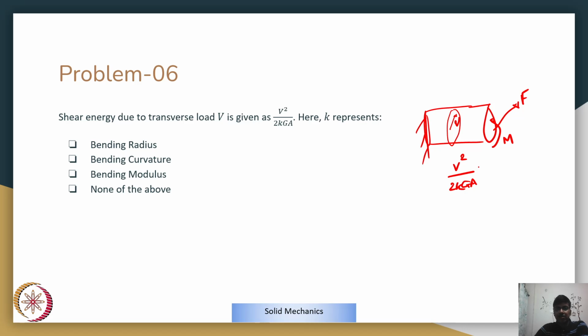Here K is the shear correction factor that you have coming out from the Timoshenko beam. So none of these.